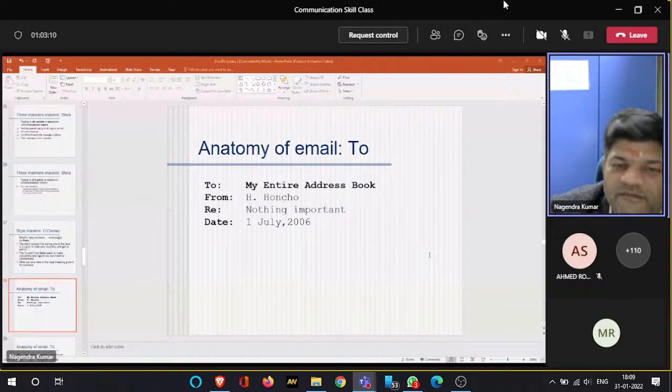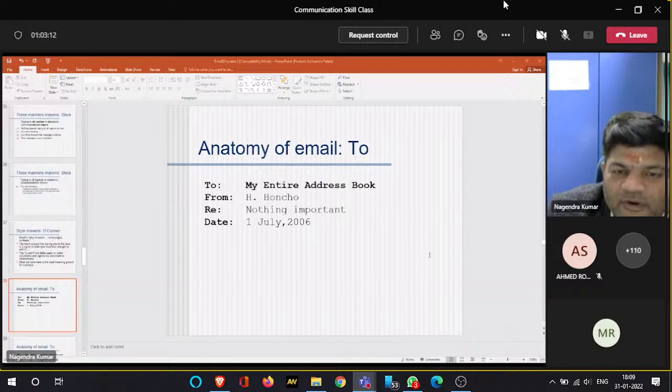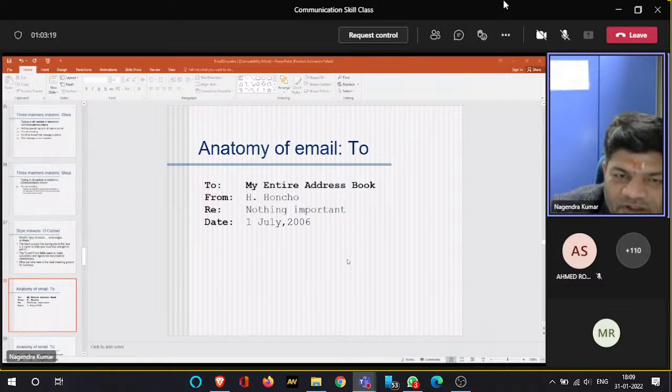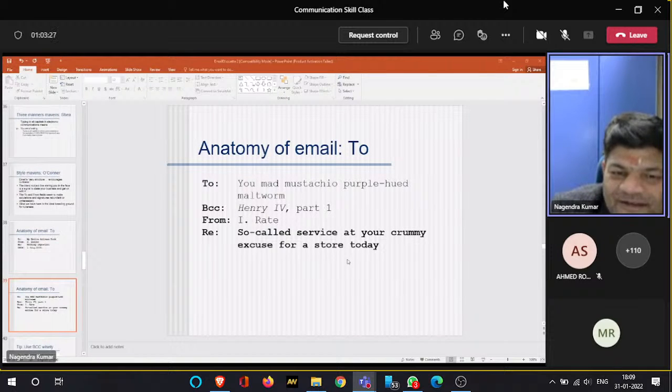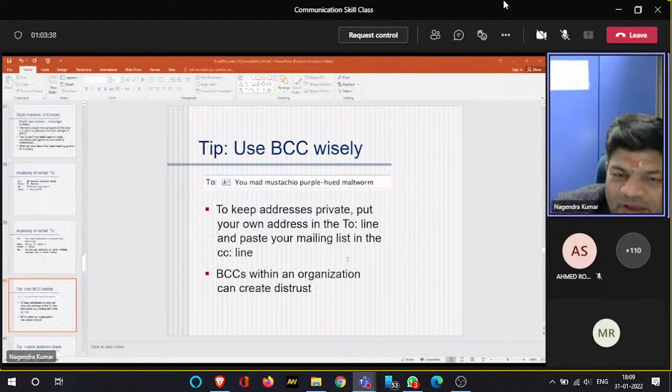What is this? See, the subject line says nothing important. What is it? And to the entire address book. What is this? And look at this: so-called service at your crummy excuse for a store today. Now this is also not okay.